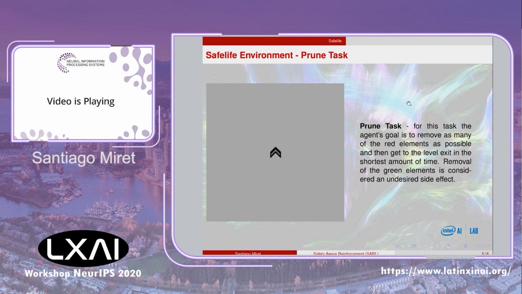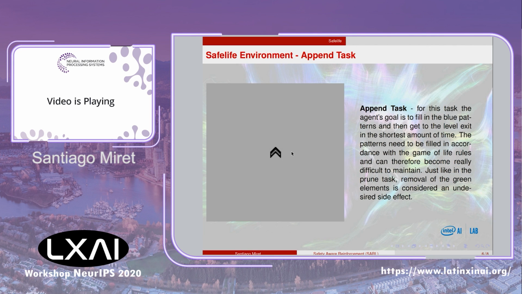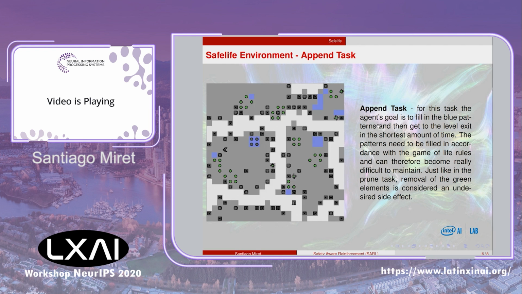One example of such a task is the prune task. Here the agent is trying to remove the red cells and reach a level exit as quickly as possible. You can already see in this example that while the agent is removing the red cells, it is causing a whole bunch of chaos and side effects inside that environment. And it's exactly those chaos and side effects that we would like to prevent as much as possible while still maintaining good task performance.